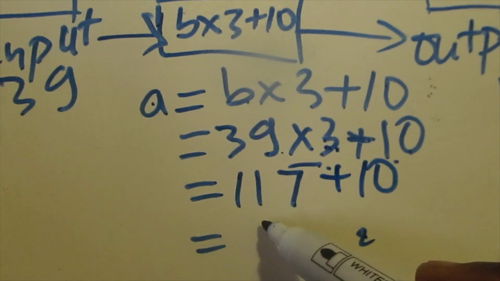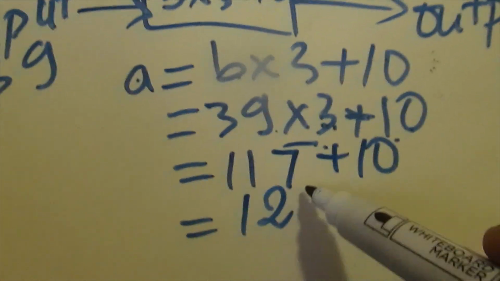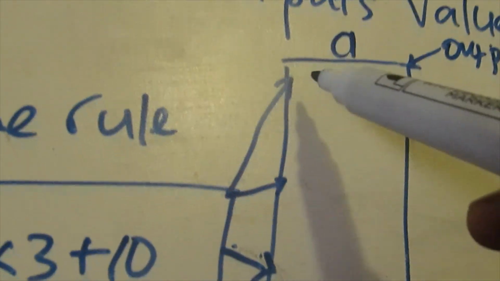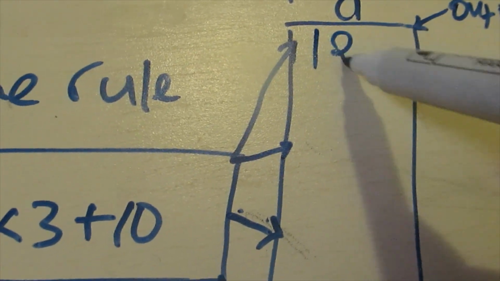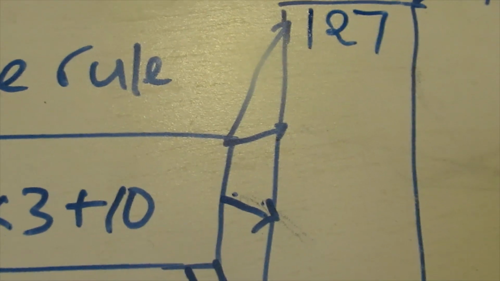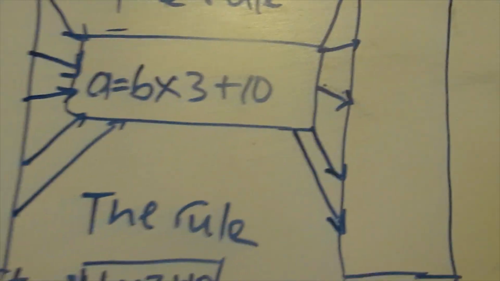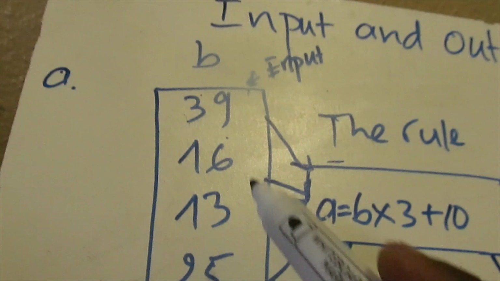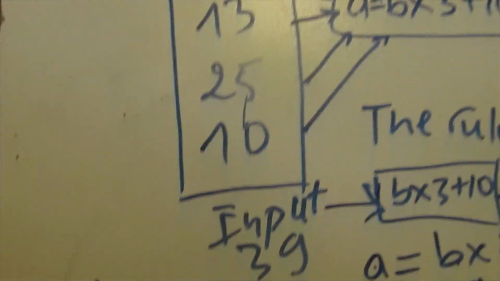Then our answer is 127. This is our A, our first output. So we put here 127. This is our first output. So we will do the same for the second output. For our second output, we have A equal to B. Our B, the second input, is 16.